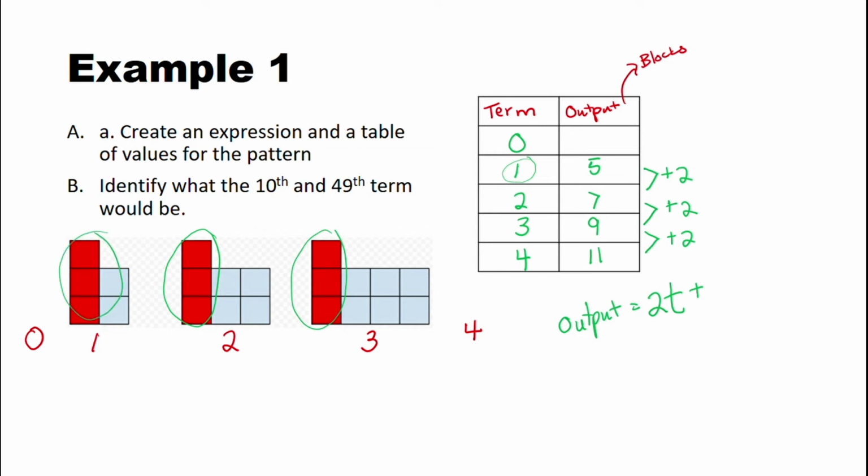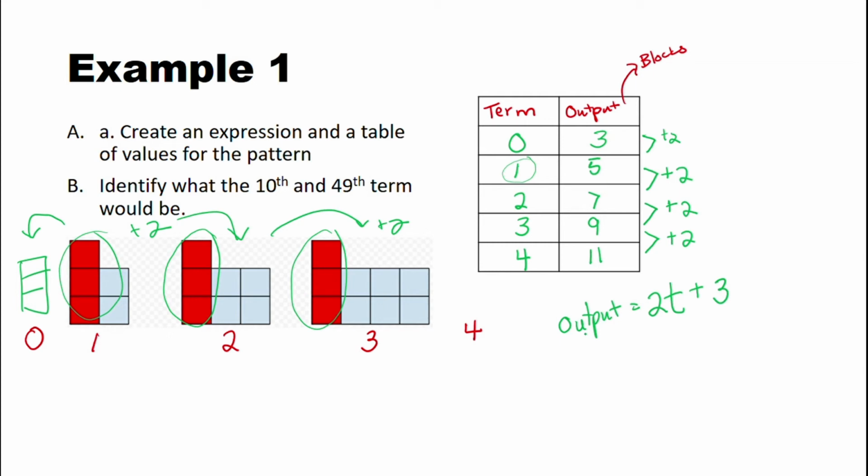So if I think about term 0, if it's always plus 2 to go here, I'm going to add 2 there. If I think about term 0, I'm going to take away that 2. So it would actually just be those 3 red blocks. So 3. And I can double check that 3 plus 2 is 5. So my output will be 2 times the term number plus the 3 that I started with. So there's my algebraic expression or equation.